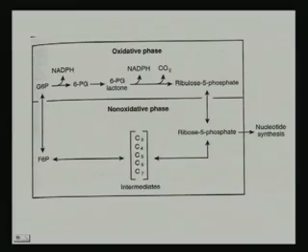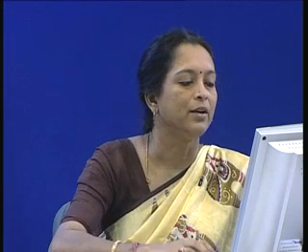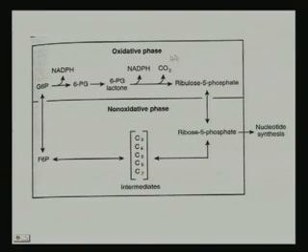To sum up the entire reactions, we can divide the entire PPP pathway into two distinct phases: one is the oxidative phase, another is the non-oxidative phase. In the oxidative phase, we have seen that glucose 6-phosphate produces two molecules of NADPH and one molecule of carbon dioxide, and the 6 carbon sugar is converted to a 5 carbon sugar. This 5 carbon sugar undergoes an isomerization reaction, and ribulose becomes ribose, this aldose sugar.